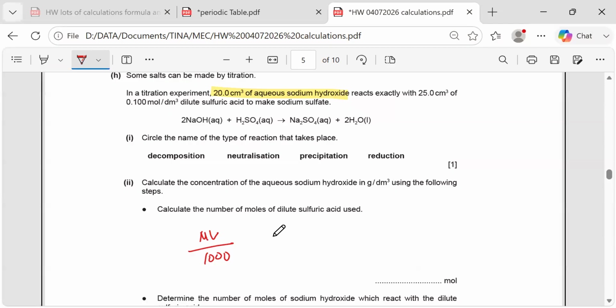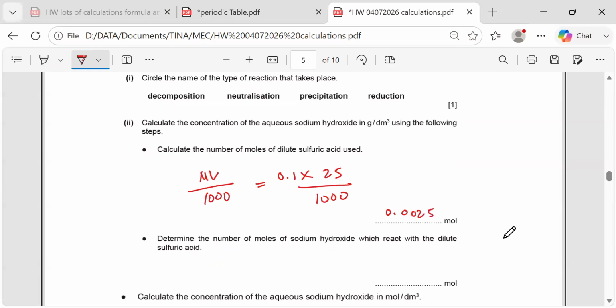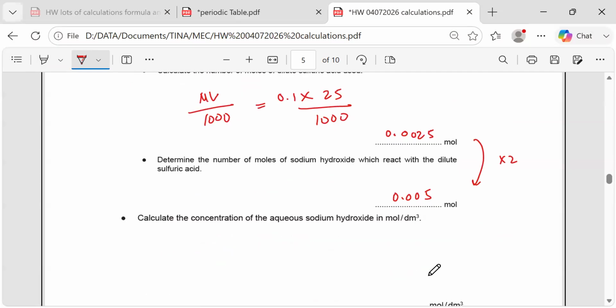Okay, everyone sit down. This one you got correct, everyone? 0.0025. And from here to here times 2, right? So 0.005. Everyone got up to here? Okay, so this is the part.